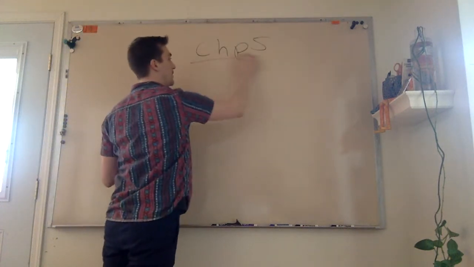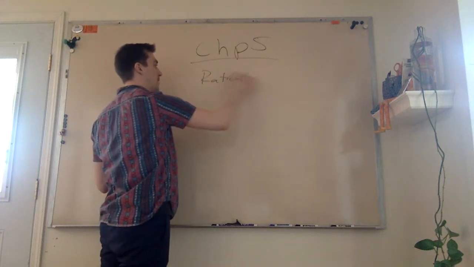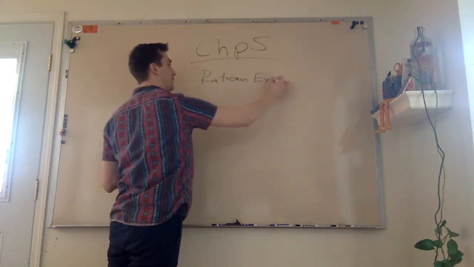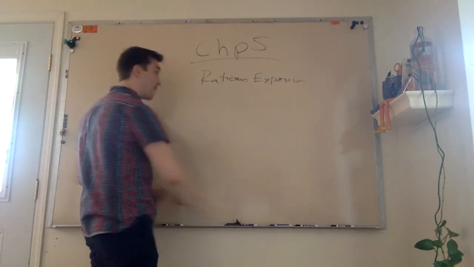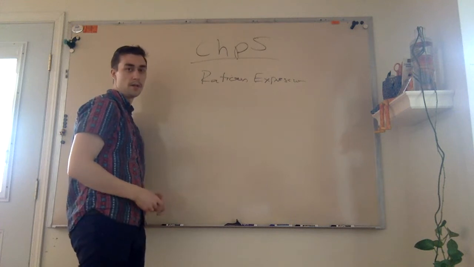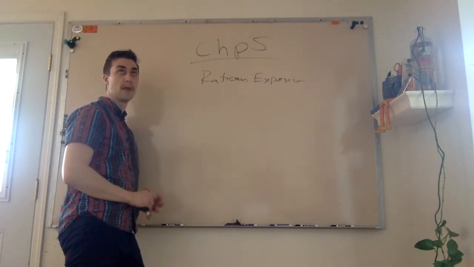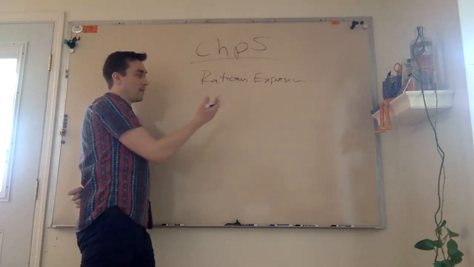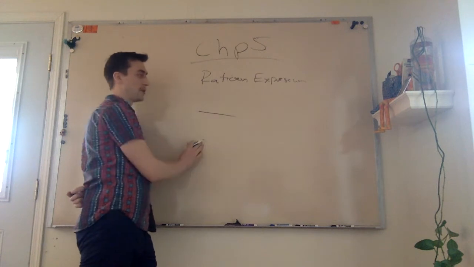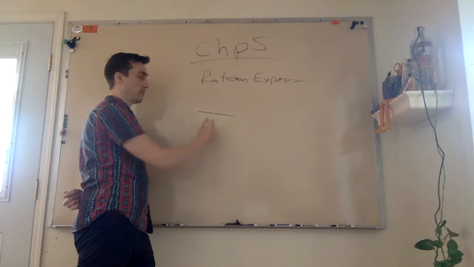Chapter 5 is all about rational expressions and equations. So this is what that means. Rational in this context means ratio, not like thinking rationally. Ratio is a fraction, really. This is what a rational expression is. It's a fraction that has algebra in it.